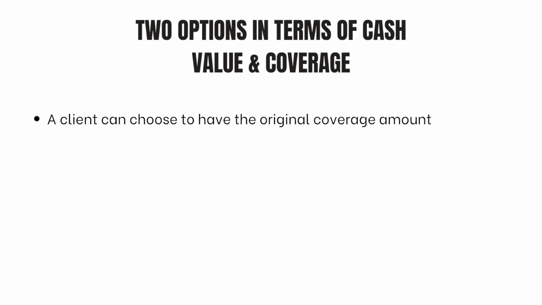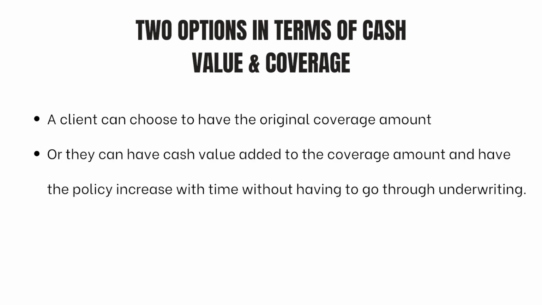In a universal life policy, there are also two options in terms of cash value and coverage. A client can choose to have the original coverage amount, or they can have cash value added to the coverage amount and have the policy increase with time without having to go through underwriting. Choosing the option to have the cash value added to the coverage amount does allow the client to increase coverage to keep up with potential higher insurance needs, accessing the cash value without affecting the face amount of the policy, but does require higher premium contributions in most cases.